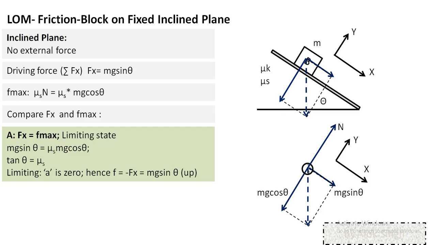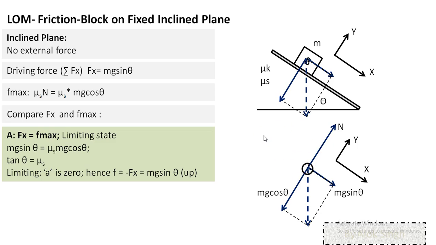So let's take the simplest example. The block is placed on an inclined plane. There's no external force acting. So the only forces acting are the gravitational force and the contact forces. So this is the free body diagram here. If we resolve mg into 2 components, this angle will be theta. So the normal component of mg is mg cos theta, and the component along the x axis will be mg sin theta. This is the normal reaction.